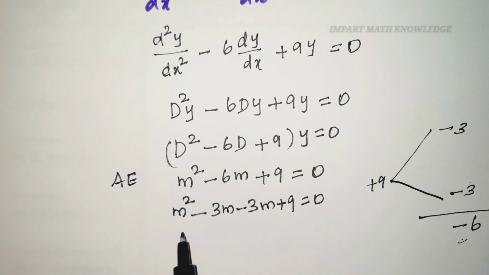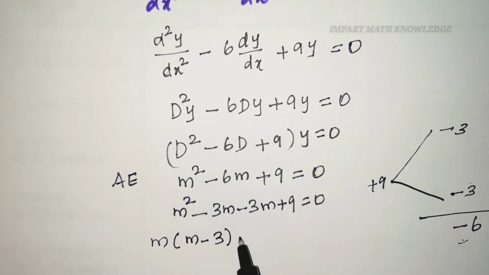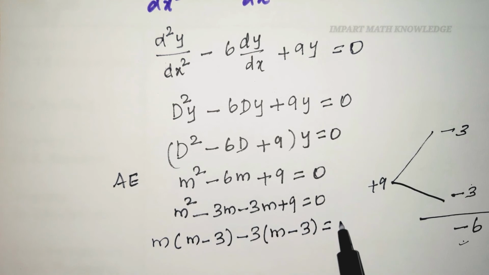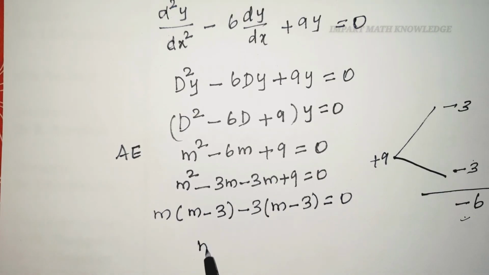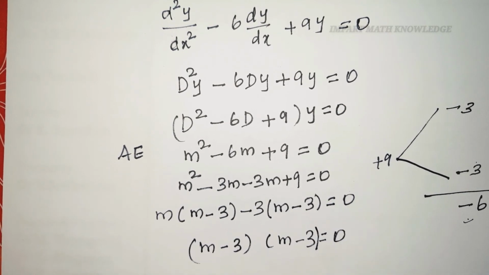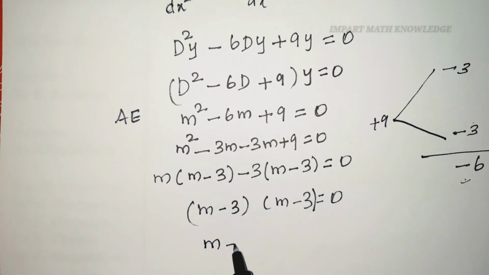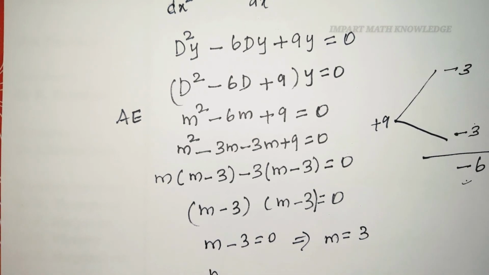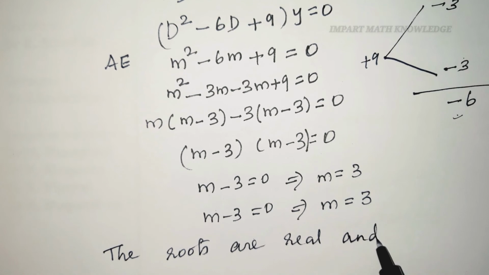As usual, we take the first two terms. Here m is common, take it outside. So, m(m minus 3). For the third and the fourth term, minus 3 is common. So, minus 3(m minus 3) equals 0. So again we can write this as (m minus 3)(m minus 3) equals 0. So m minus 3 equals 0 implies that m equals plus 3. The roots are real and same.